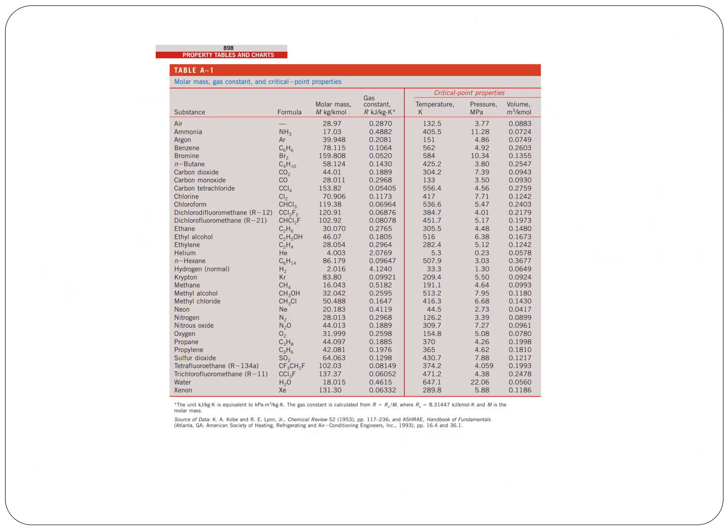So this is table A1 again, which is going to be handy. For air, the molar mass, capital M, is given here in kilogram per kilomole. This is the gas constant. For instance, if helium is given, the gas constant value is this. If argon is given, this is the gas constant, and this is the molecular mass.